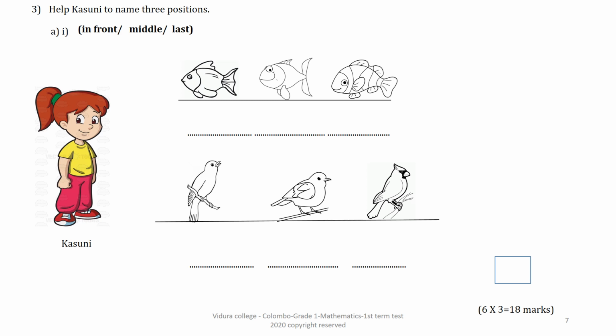Now, Pute, can you see there are 3 fish in the first line? Yes. Under these fish, there are 3 spaces. On these spaces, you write the correct position of the fish. Okay? Right. Now start.